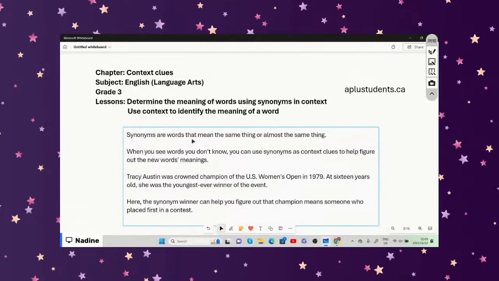So, synonyms are words that mean the same thing or almost the same thing. So it's basically either similar or almost similar in meaning, or in words. It's basically the meaning. So they mean the same thing or they almost mean the same thing.